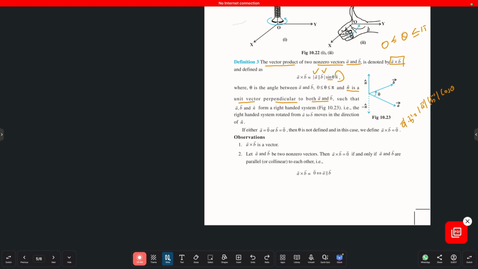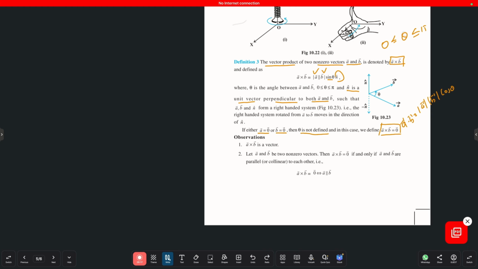Then here they are saying, if vector A is 0 or vector B is 0, because the definition started with non-zero vectors. But what if one vector is 0? If vector A is 0 or vector B is 0, then theta is not defined, and in this case we will say A cross B equals 0. A cross B will be the 0 vector because if one vector is 0, the cross product is 0. But at that time theta is not defined. We will not say theta is some angle.